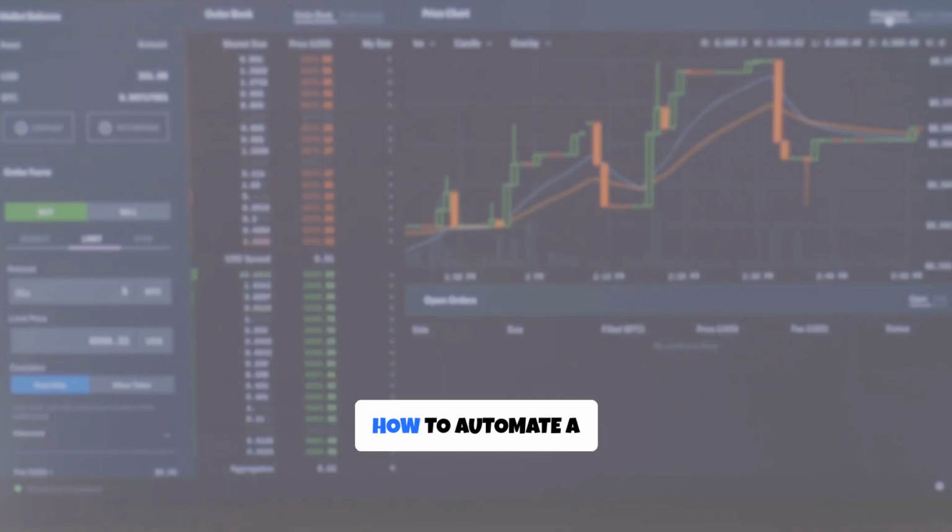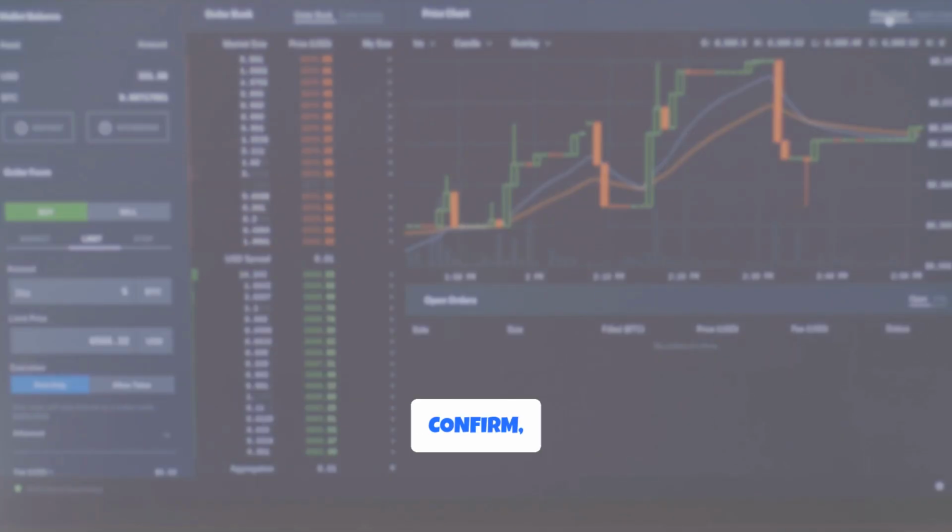Today, we're breaking down how to automate a supply and demand trading strategy inside MetaTrader 5 using MQL5, so your system can find, confirm, and execute trades on your behalf.